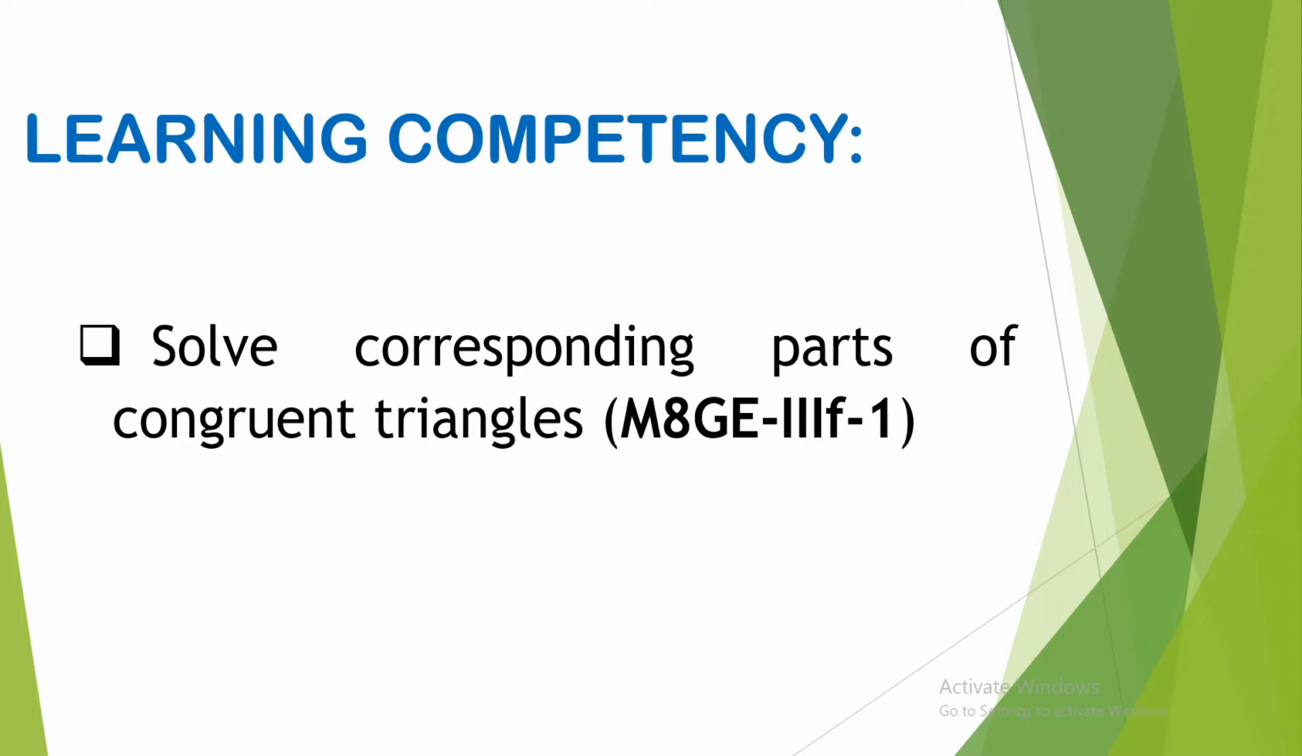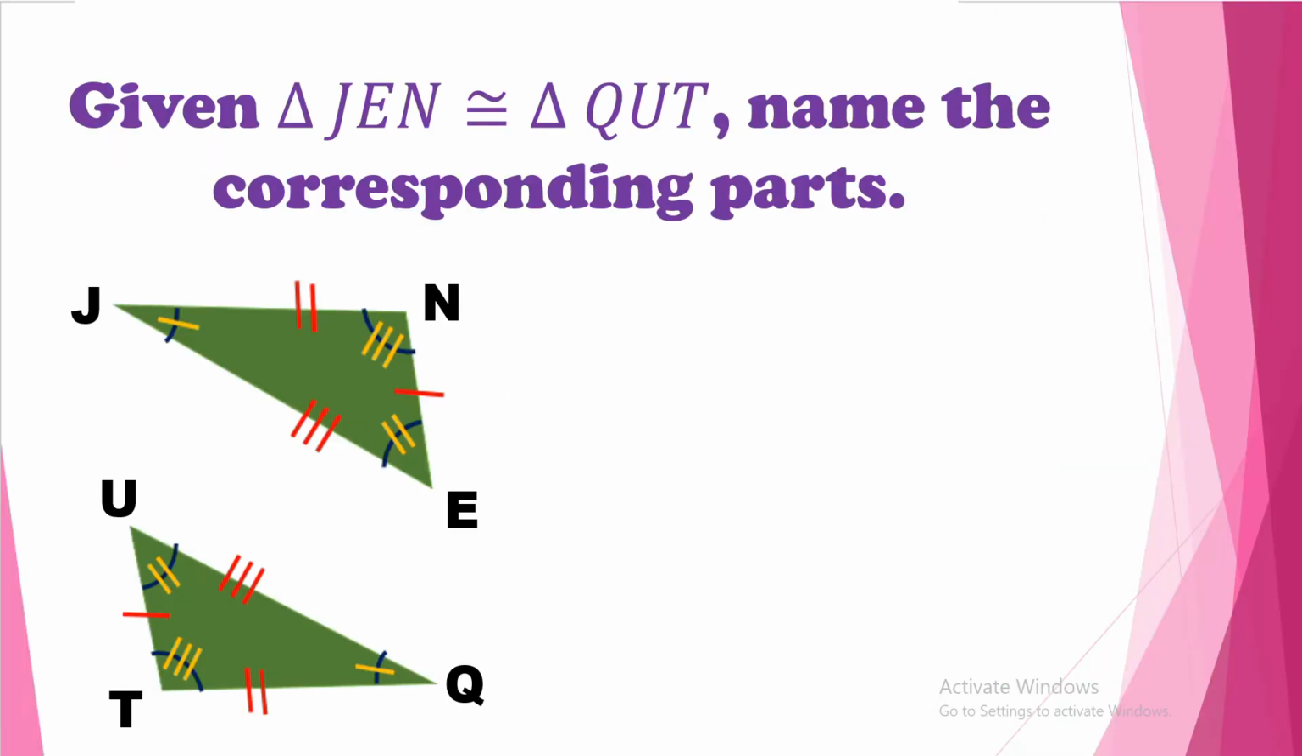At the end of this video, you are expected to solve corresponding parts of congruent triangles. But before we proceed to the lesson, let us recall first naming the corresponding parts of two congruent triangles given the figure with marked corresponding congruent parts and the name of the congruent triangles. Take note, given two congruent triangles, there are 6 pairs of corresponding parts, 3 corresponding angles, and 3 corresponding sides.